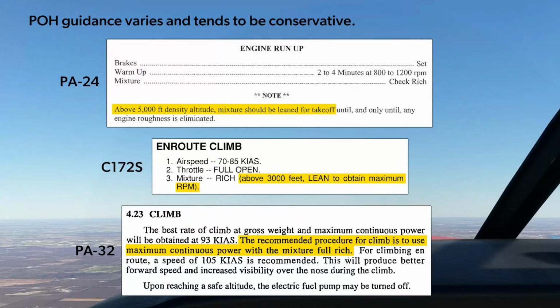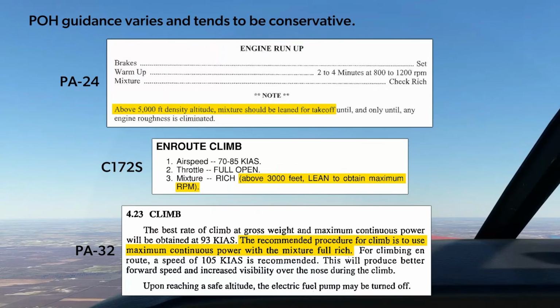The 172S POH is much more aggressive with its leaning technique. It says above 3,000 feet, you should lean for maximum RPM. At 3,000 feet density altitude, we're still making more than 80% power there. So 80% power combined with maximum RPM, if you think back to the red box slides that you saw a moment ago, that's going to be squarely in the red box. So that actually maybe is a bit on the aggressive side.